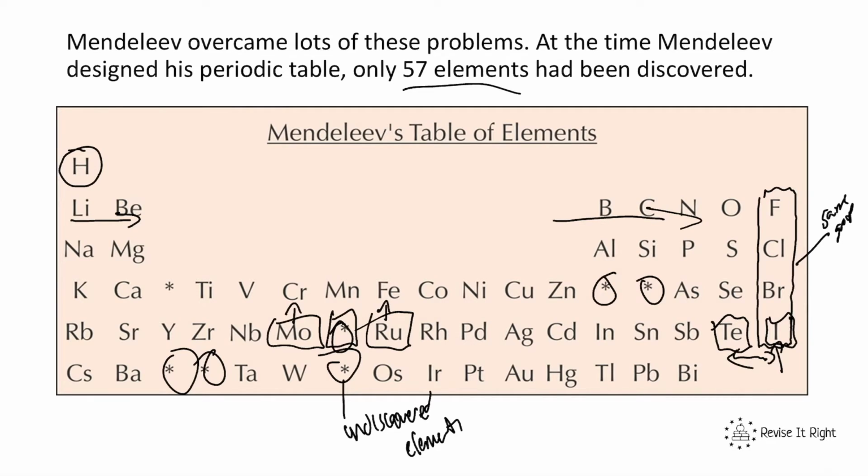Now, as we just said, some of these gaps indicated the existence of undiscovered elements and allowed Mendeleev to predict what their properties might be. So, for example, we have an element that's missing here. Mendeleev could therefore predict that this element, when discovered, will have similar properties to the other elements in the same group. Okay, and that's exactly what happened.